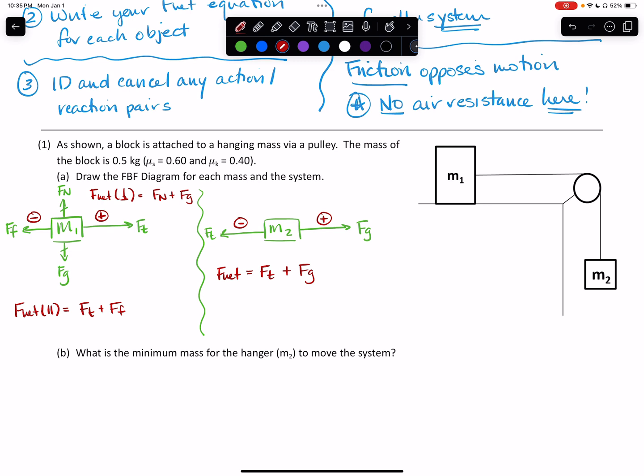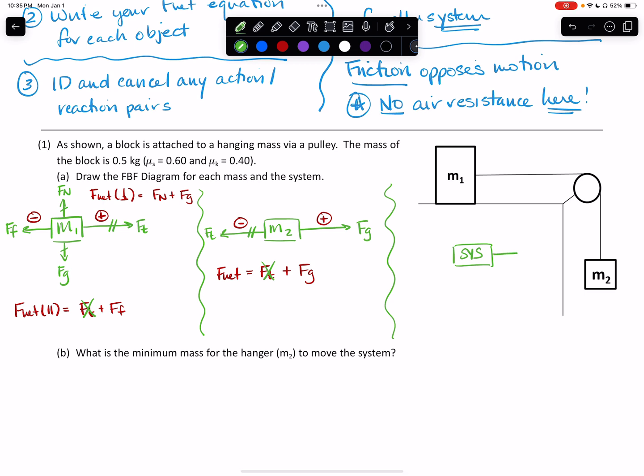Now remember, we're supposed to go look and see if we have any action-reaction pairs, and we do, our tension forces. So these are going to be equal and opposite, which means they're going to be irrelevant to the system as a whole. So let's look at the free body force diagram for the system.